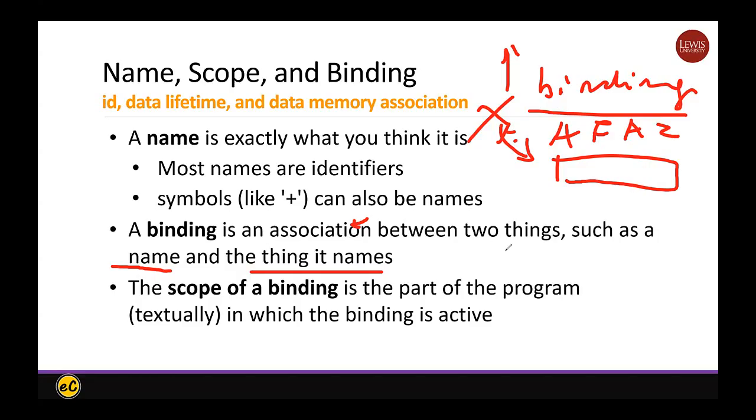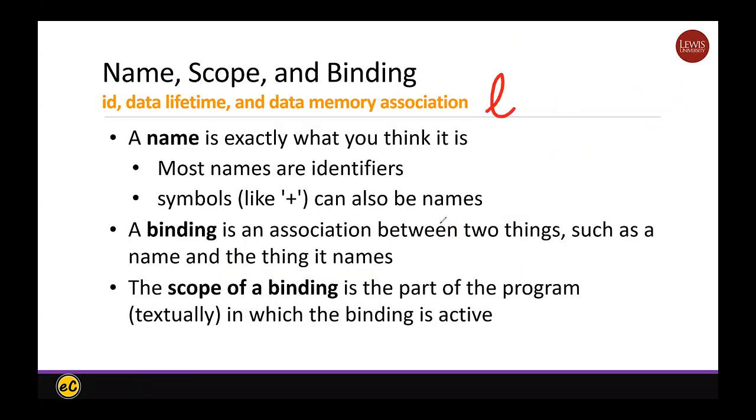Binding is the association between two things. In marriage, it's husband and wife; in programming, it's the name and the location or address. This is called binding. And where the binding is actually active, that's called scope. Scope says where your binding holds or is valid.